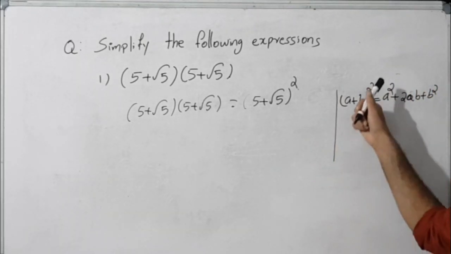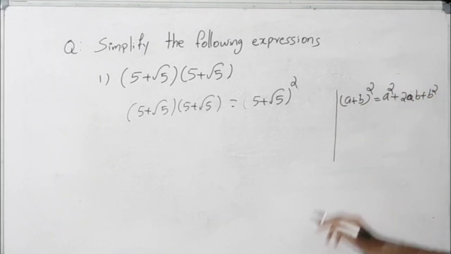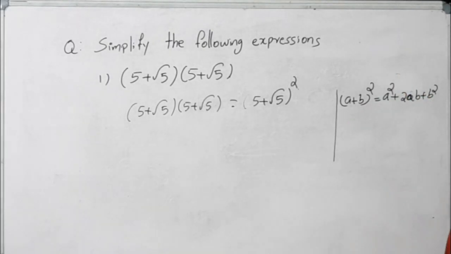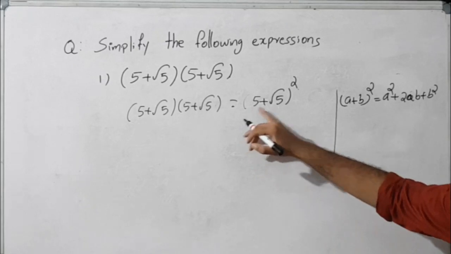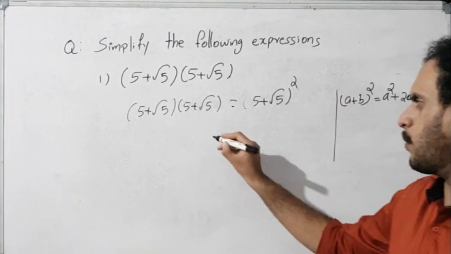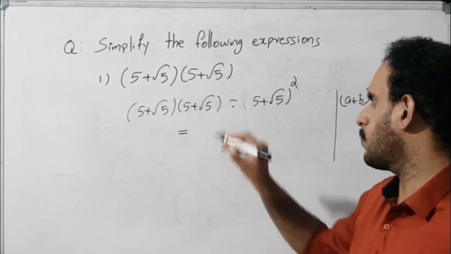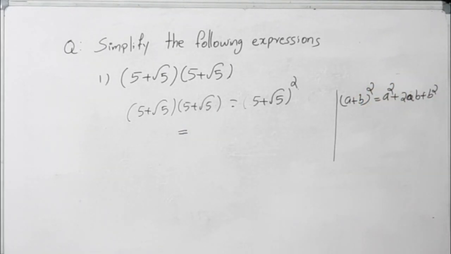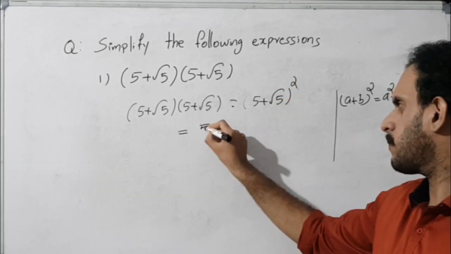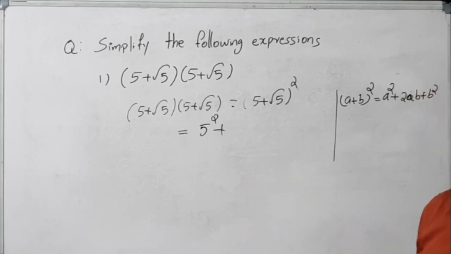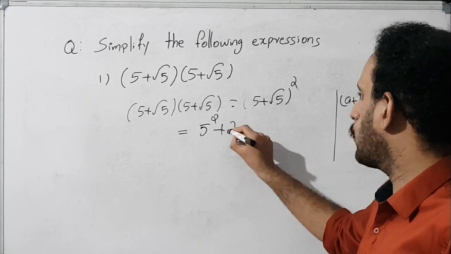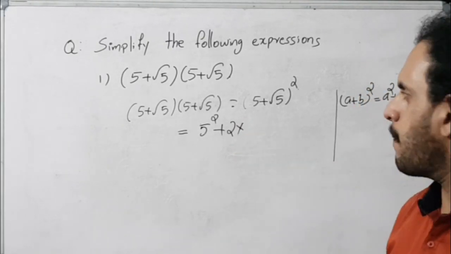a plus b whole square. What is a plus b whole square? That one is a square plus 2ab plus b square. Then instead of a we have 5 and instead of b we have root of 5. Okay, so we do the question like this. It is equal to, what is first? First is a square. A square means 5 square, plus 2ab, correct? 2ab, what is 2? 2 is 2. 2 into a means 5.